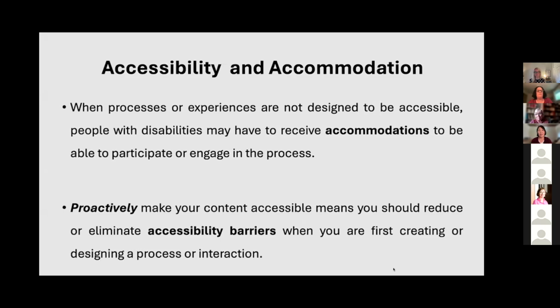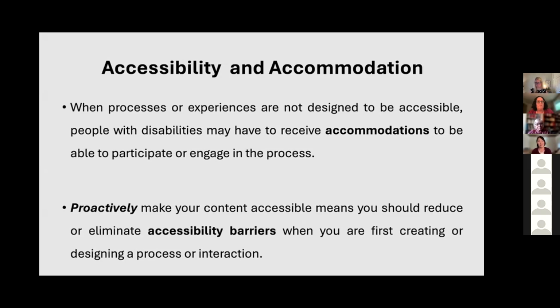I also want to mention that when processes or experiences are not designed to be accessible, then people with disabilities may have to receive accommodations in a traditional face-to-face classroom like mine at CU Boulder, so that they're able to participate or engage in the process.